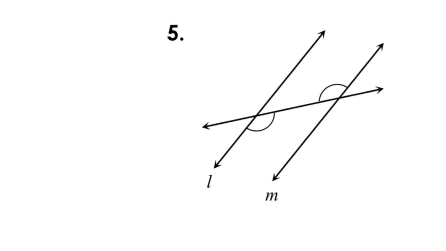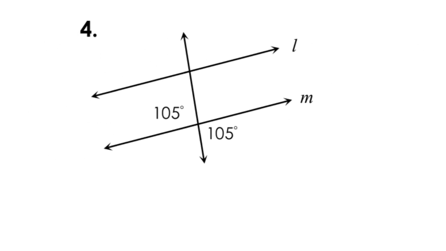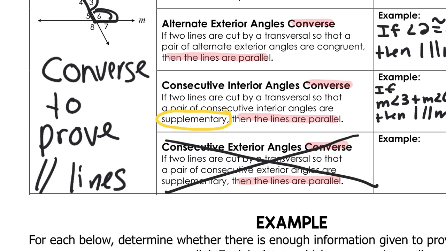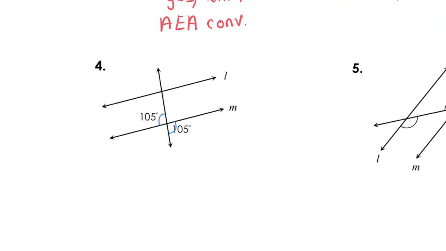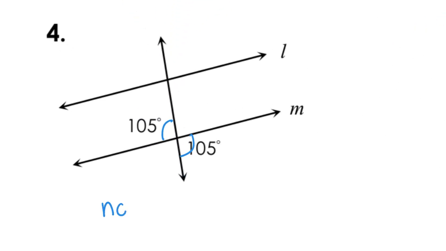All right, number 4. These angles are both 105. What kind of angles are they? Vertical angle theorem. Does vertical angle theorem prove lines are parallel? If you look back up at all of your converses, did any of them say, if you have vertical angles, then the lines are parallel? No, it's not there at all. So vertical angles do not prove lines are parallel. So you would say no. Vertical angle theorem does not prove parallel lines.